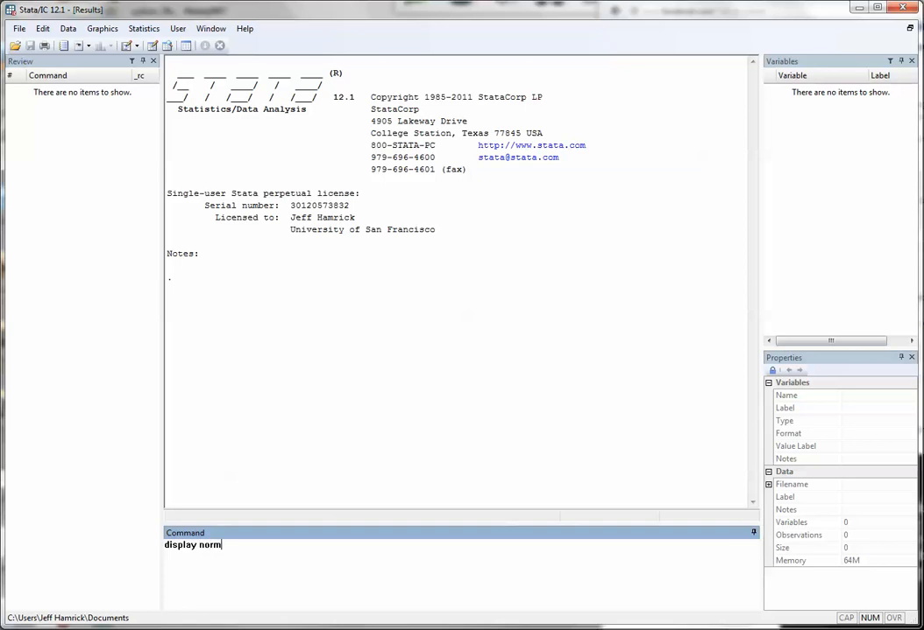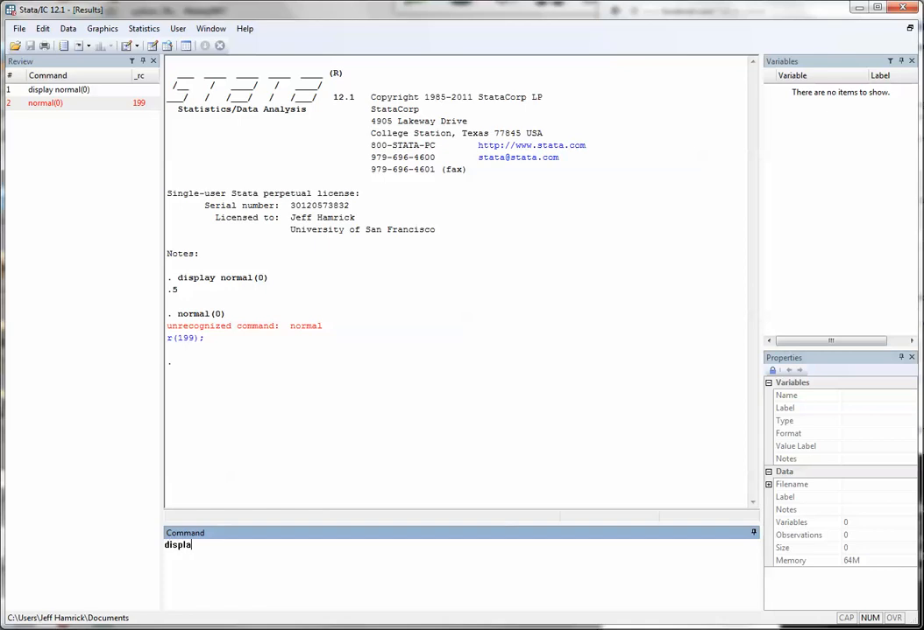So for example, display normal, where I make 0 the argument of normal, confirms for me that half of the probability of a standard normal distribution is to the left of the point 0. If I just type normal of 0, it's going to say that it doesn't recognize the command. So you really do need that auxiliary command display in front of the phrase normal.